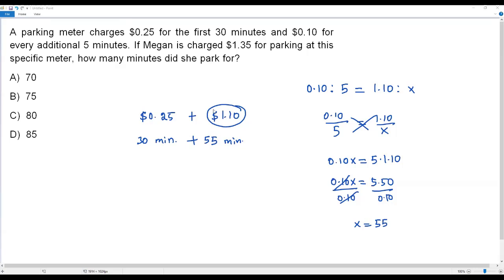Now we have to find the total number of minutes Megan parked for. So here we have 30 minutes, here 55 minutes. When I add them, I'm getting 85 minutes. So Megan parked for 85 minutes at that specific meter. So we find 85 in option D. So the correct answer choice for this question is option D.